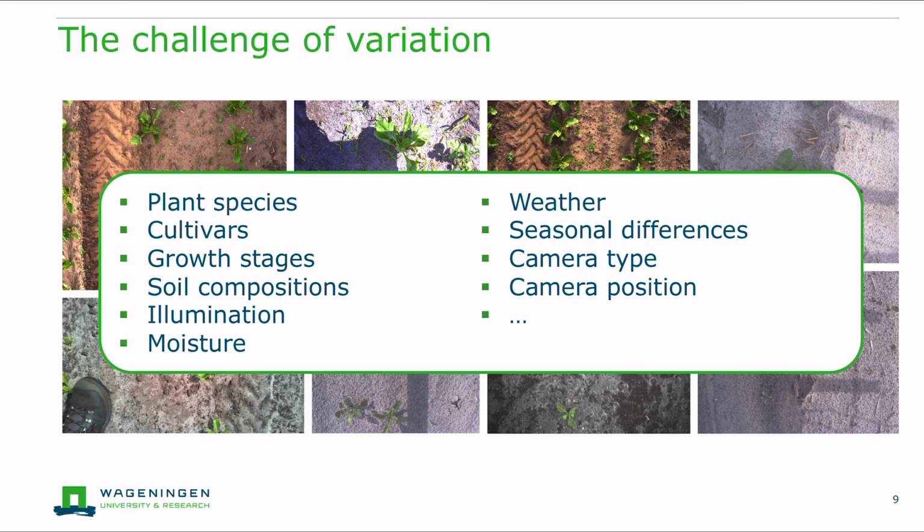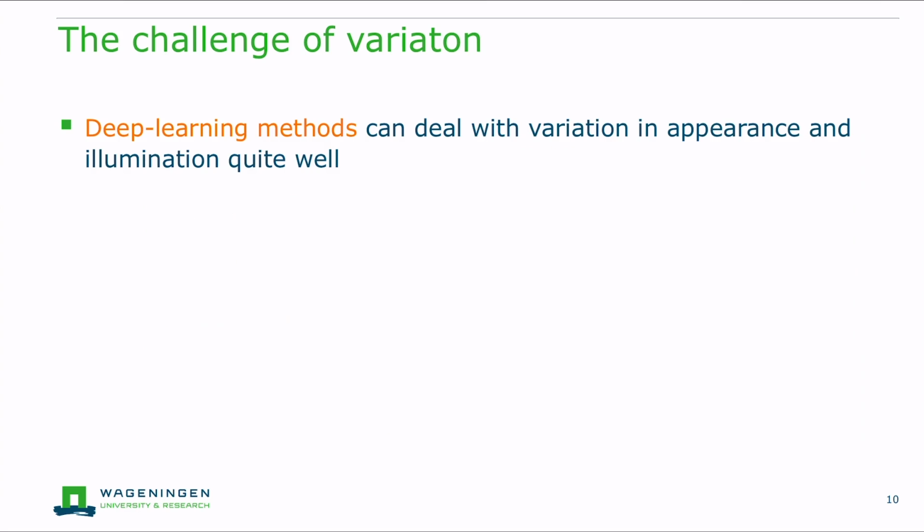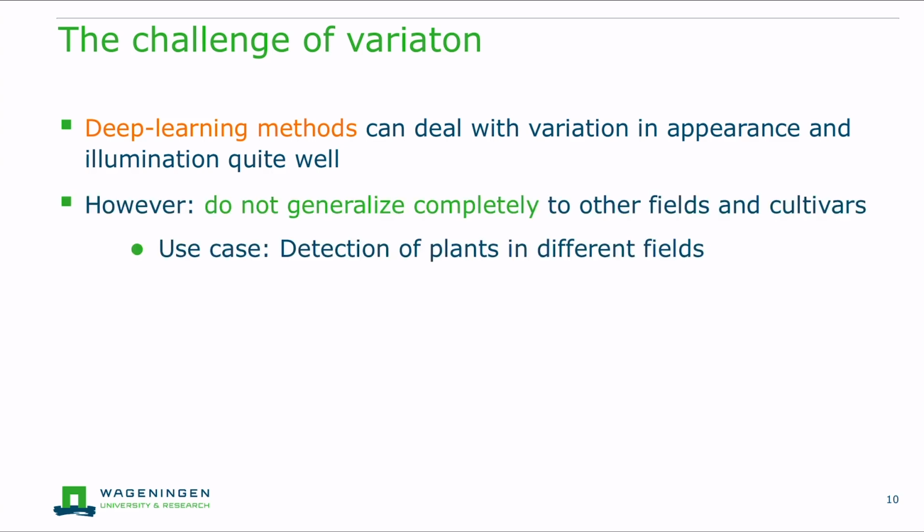So in the field, we can have different types of variations. So it's different plant species, different cultivars, different growth stages. The soil composition might be different. Illumination might be sunny or cloudy. There might be moisture on the field. The weather differences are there, seasonal differences. But also, for instance, differences on the camera type and the camera position used to acquire data. Now, deep learning methods we've seen in the past years can deal with variation and appearance in illumination actually quite well. However, what we see is that these methods do not generalize completely to other fields and cultivars.